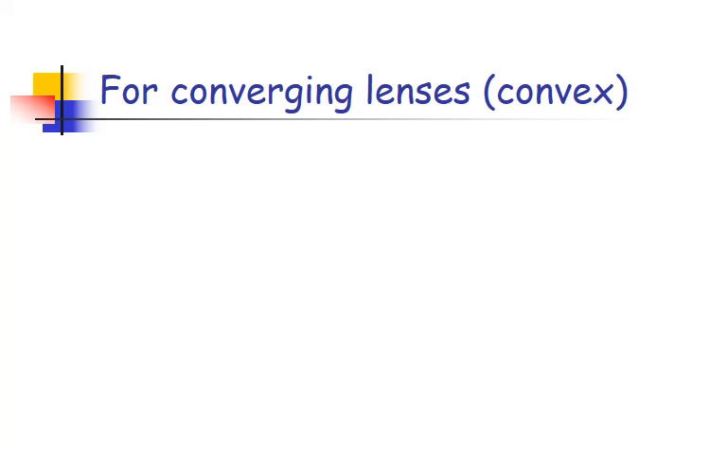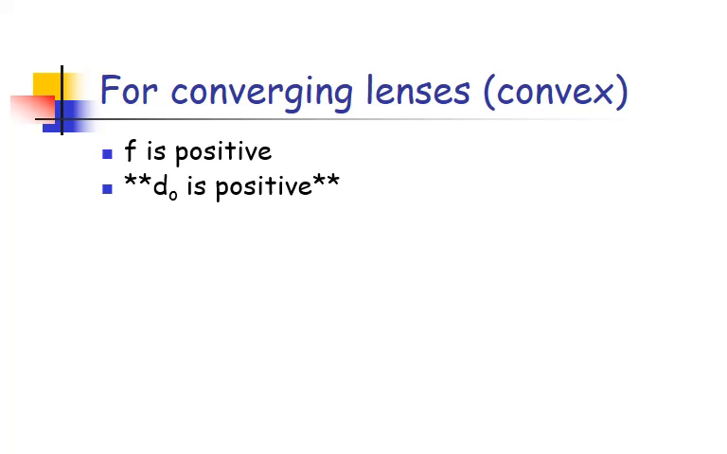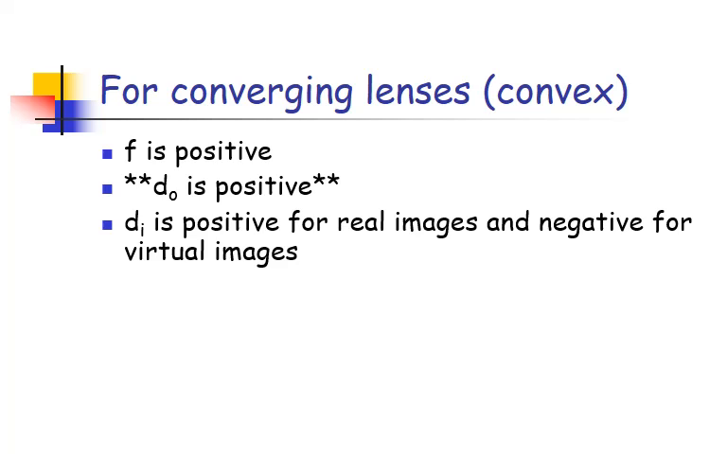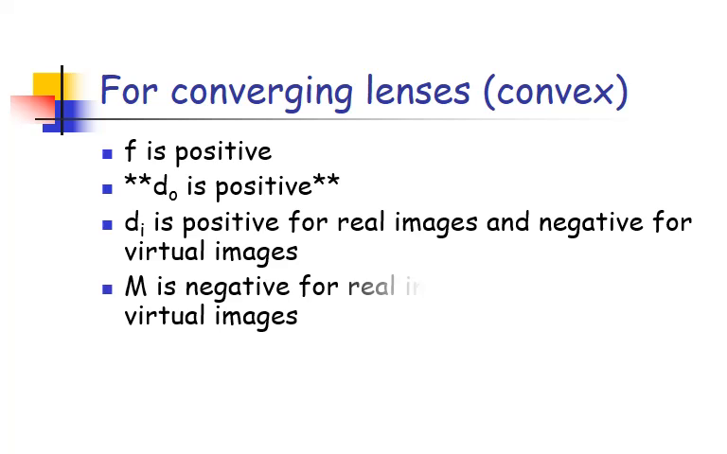All right, so one of the things for converging lenses, which are convex lenses, is critical. Focal length is positive, DO is positive, and DI is going to be, you know, just depending on how far away you are, and you don't need to memorize these last 2 bullet points because you could draw them out.